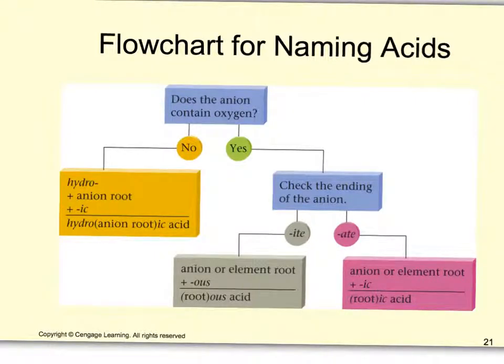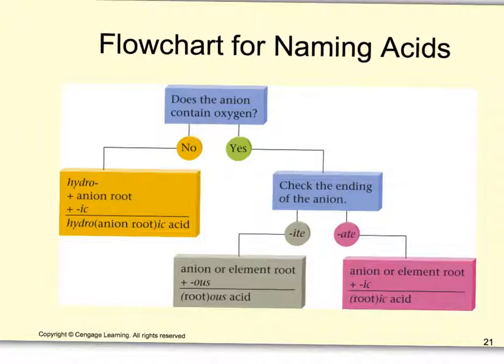Now, how about those chemical compounds that do begin with H? Those chemicals that begin with H are classified as acids, and there are a set of rules for the nomenclature of acids, and we're going to use this flowchart for naming the acids. So what we will do is, if it begins with H, it's an acid.